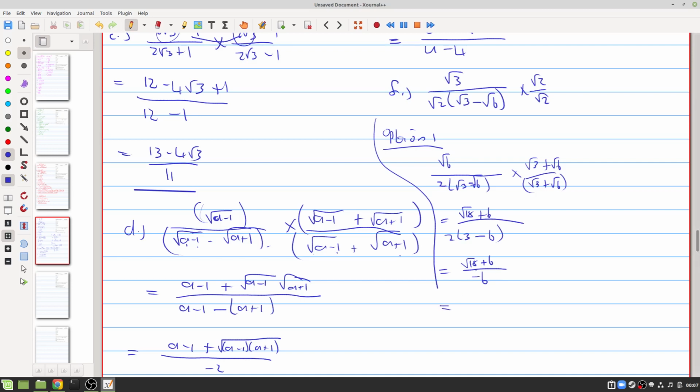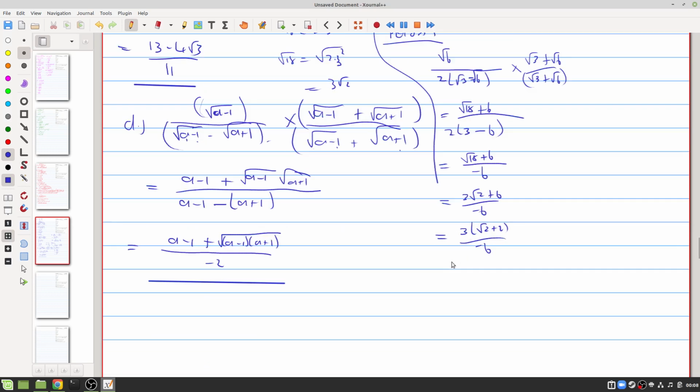Okay, and we can simplify that a bit further because square root 18, again, if we look at 18's prime factors, 18 is the same as 2 times 3 squared. So if we have the square root 18, that's the same as the square root of 2 times 3 squared, which is the same as 3 square root 2. So now we can factor out a 3 at the top. We're left with square root 2 plus 2 over negative 6. And then we can cancel the 3 and the negative 6 to give us square root 2 plus 2 over negative 2. So that is the one way.